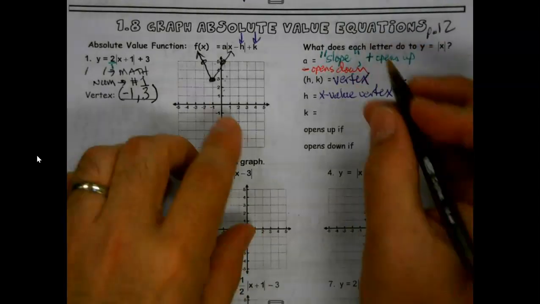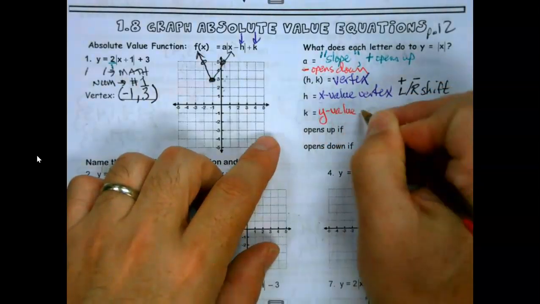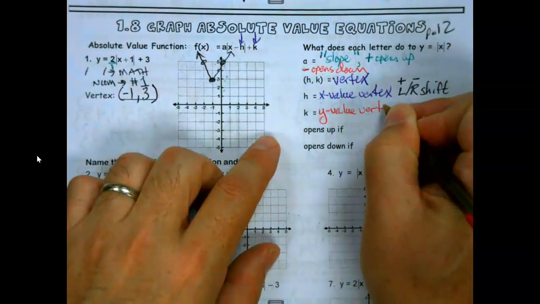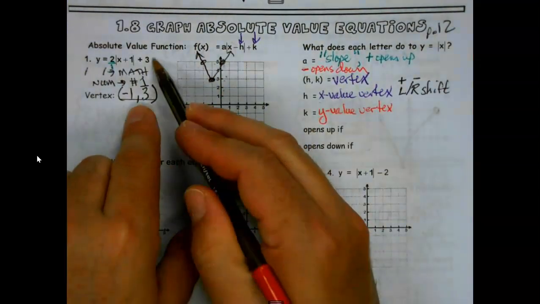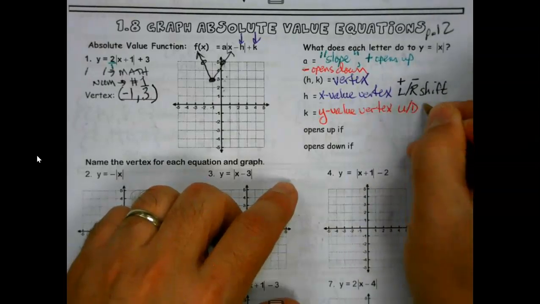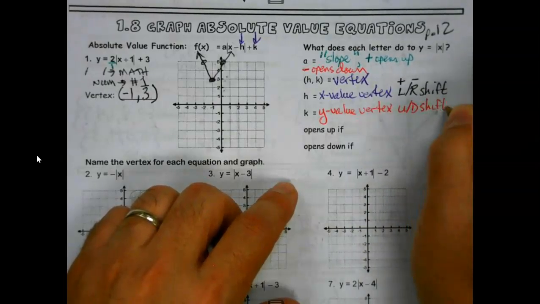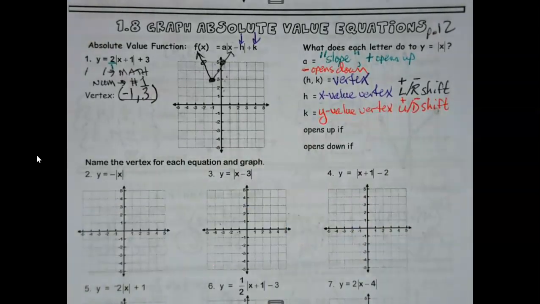So, speaking of K, put this all together. K is the Y value of my vertex. So we saw that. That is our up and down shift. That's more traditional. You'd think up is plus, you'd think down is minus.